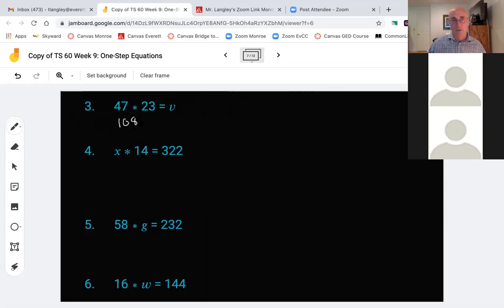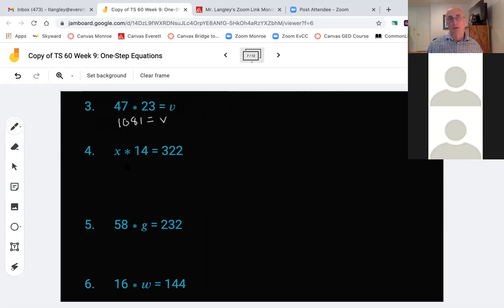1081 equals V, which is the same as saying V equals 1081, okay? All right, let's look at number 4 here. You've got X times 14 is 322. My brain is starting to catch on.